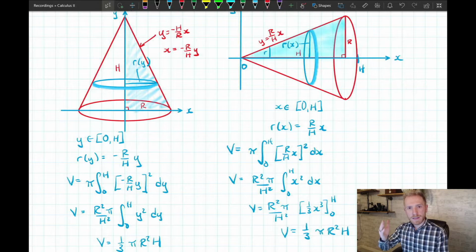Instead of having thin slices looking like disks in that case, it would still be circular, but since it's got a hollow core, we could think of that as being more like a washer shape. So let's take a look at a couple examples like that.